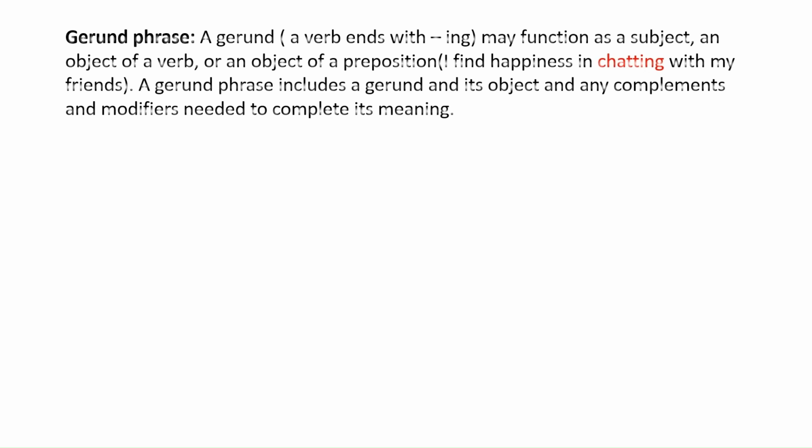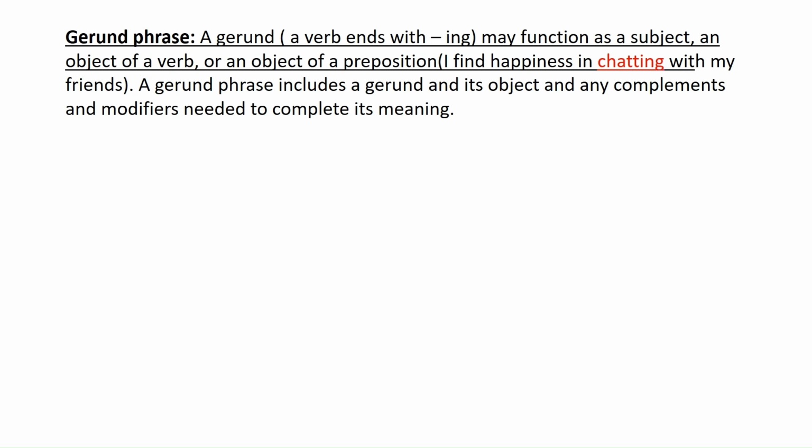Now we're going to talk about the gerund phrase. The gerund is a verb that ends with ing and is regarded as a noun. The gerund phrase may function as a subject, an object, or an object of a preposition. Look at this example. I find happiness in chatting with my friends. The gerund chatting is the object of the preposition in.